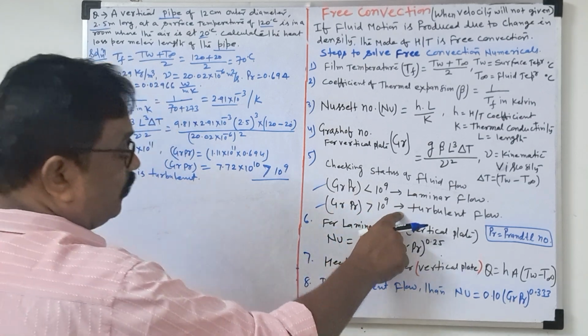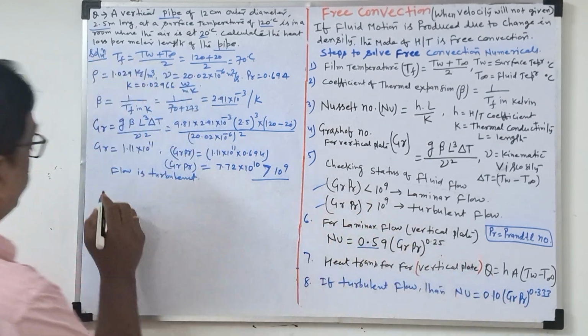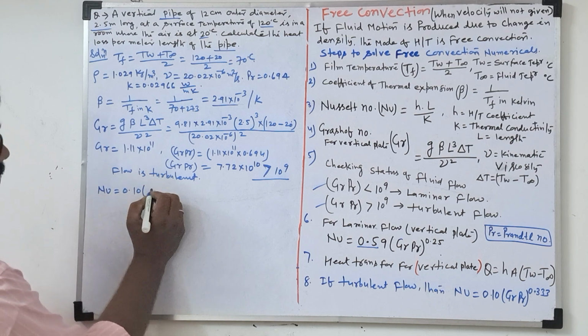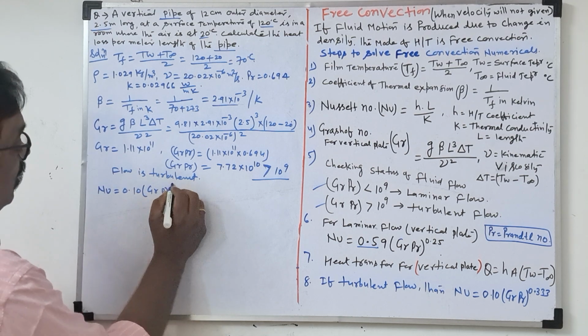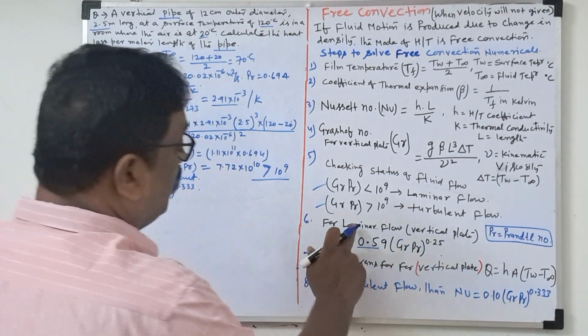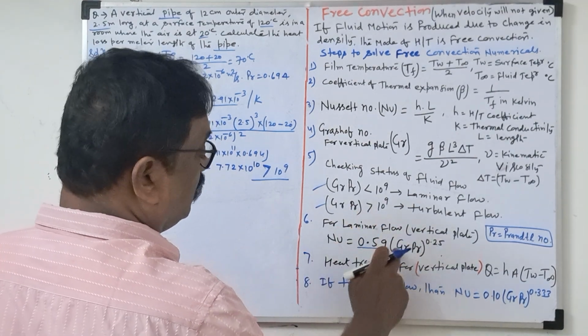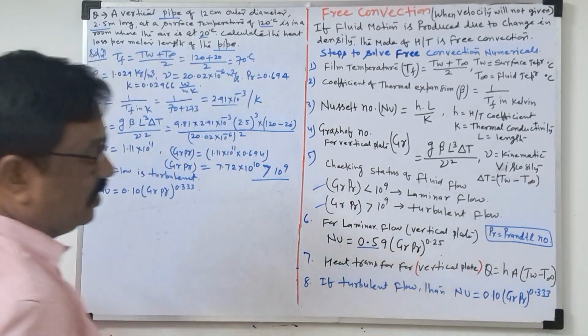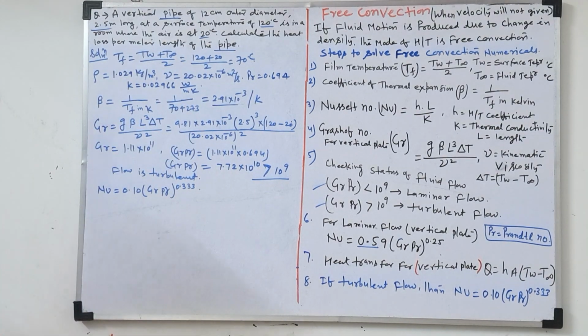Now based on this turbulent flow, what is the Nusselt number? Nusselt number will be 0.10 GR PR power 0.333. This is for turbulent flow; for laminar flow, that is the other Nusselt number. All these values will be there in the HMT data book.